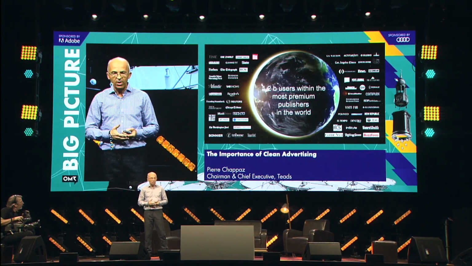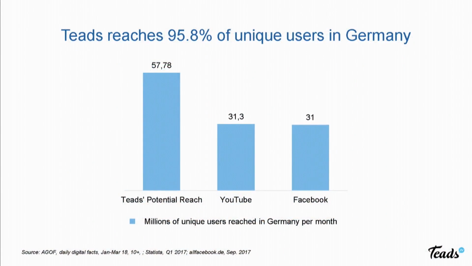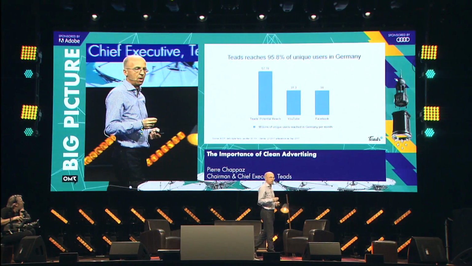It has been a revolution for video advertising because it's a user-friendly format which is viewable by design. It only launches when the video is in view. As a result of this massive adoption by our publisher partners, Tids is able to achieve a massive reach. The reach in these countries that we are able to achieve is much higher than YouTube and Facebook. We are reaching 95% of the users in Germany. This is massive. And we are reaching these users exclusively through premium publishers with a great user experience. No forced advertising.